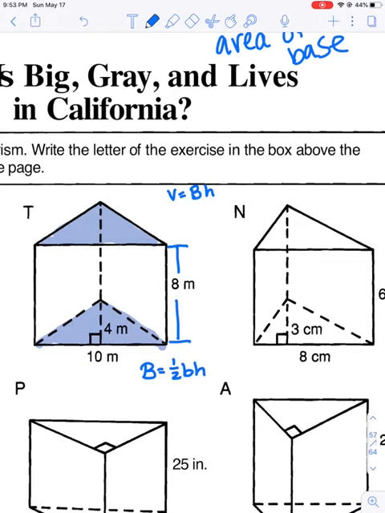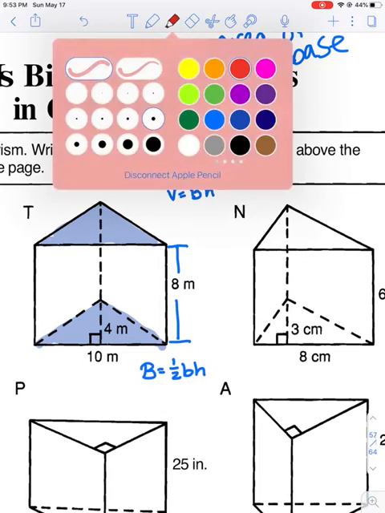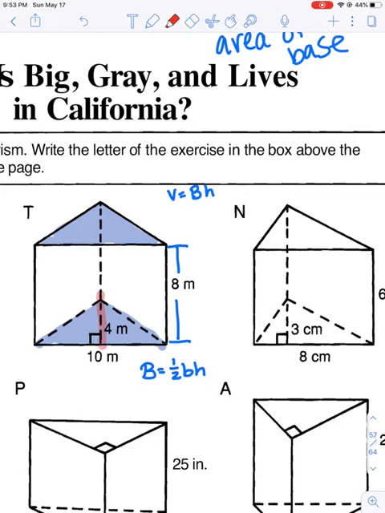Pause the video. Okay, so I'd look for my right angle on the triangle. The right angle's here. And it looks like 4 and 10 are the two numbers I need to use. So 1/2 times 4 times 10. It doesn't matter if 4 or 10 goes first. Then you could either type that into your calculator, or you could use a mental math strategy. 1/2 times 4 is 2. Times 10 is 20. So the area of the triangle is 20.